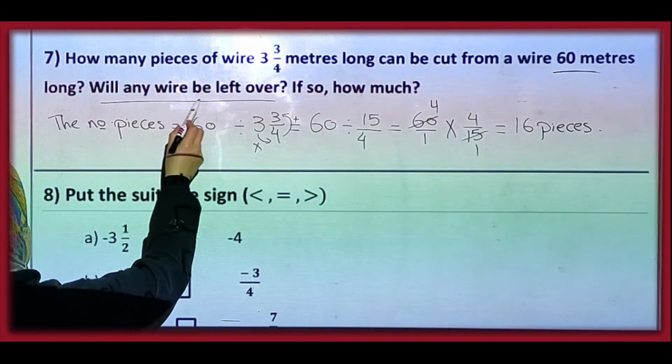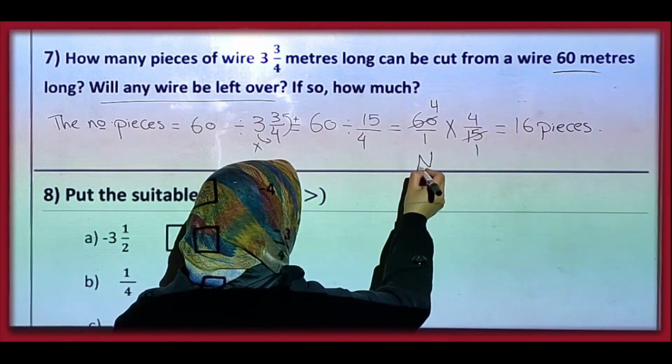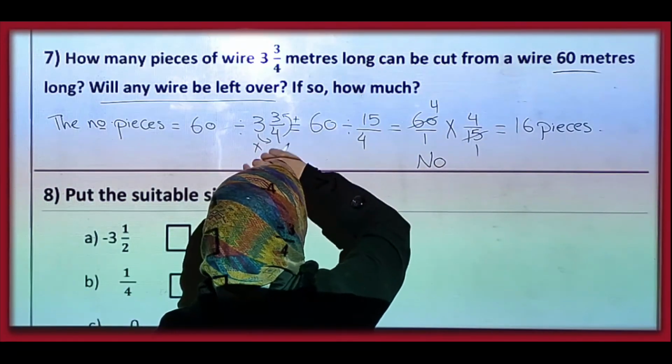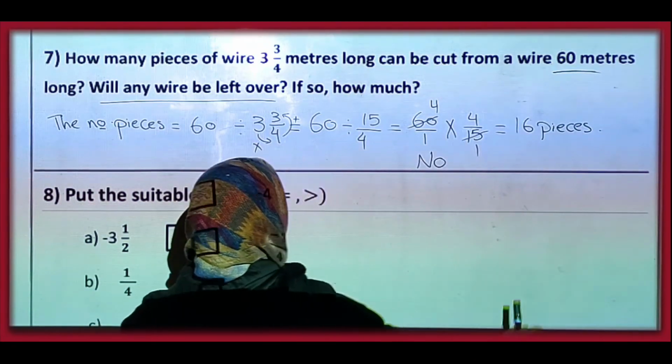Will any wire be left over? No. 60 meters divided into 3 and 3/4 each piece equals 16 pieces.